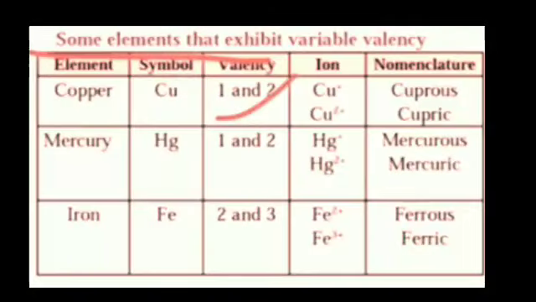Here are some elements that exhibit variable valency. See in this table, the element copper is given. The symbol of copper is Cu and the valency is 1 or 2. Cu+ means cuprous and Cu2+ means cupric. Then mercury, whose symbol is Hg. Valency is 1 and 2. Hg+ means mercurous and Hg2+ means mercuric.